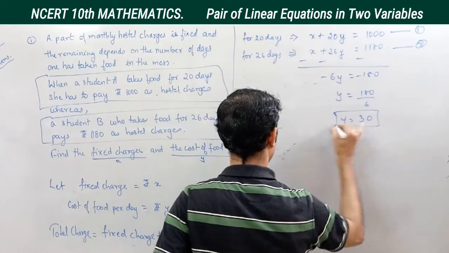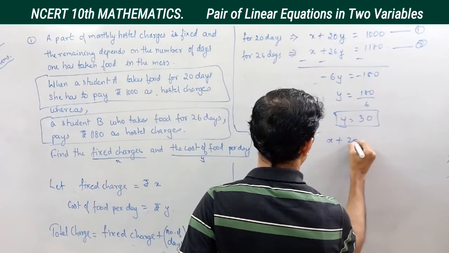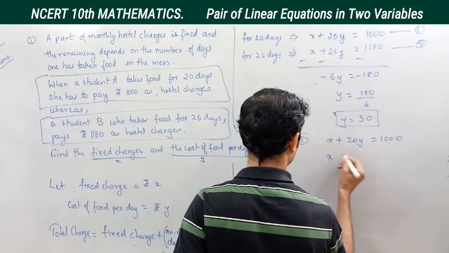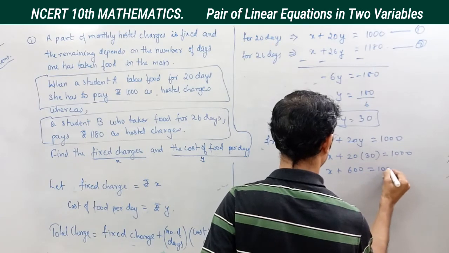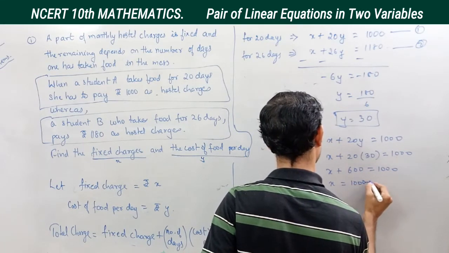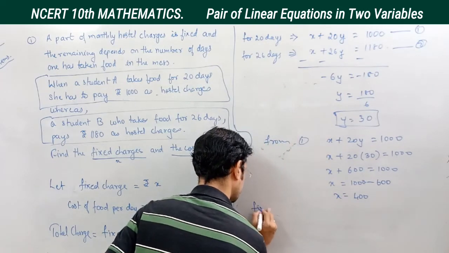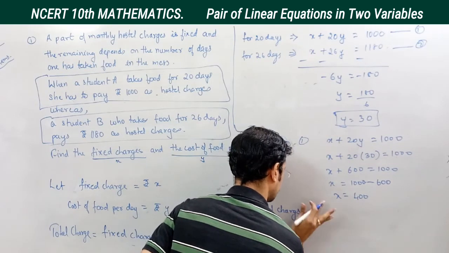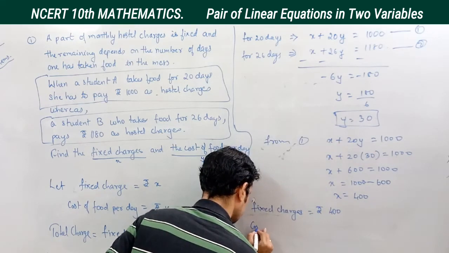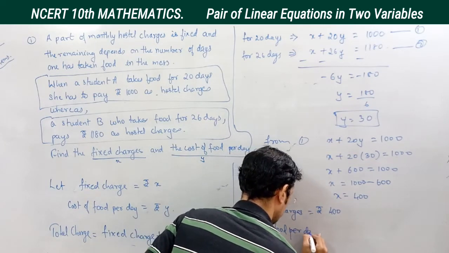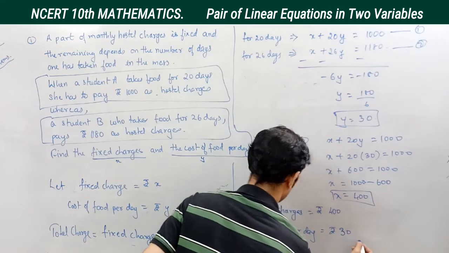From equation 1 we have X plus 20Y equal to 1000. What is X? I don't know. Plus 20 into 30 equal to 1000. So X plus 600 equal to 1000. So X equals 1000 minus 600, which is equal to 400. So the fixed charges are rupees X equal to 400, and the cost of food per day is rupees Y, which is 30. So this is your solution.